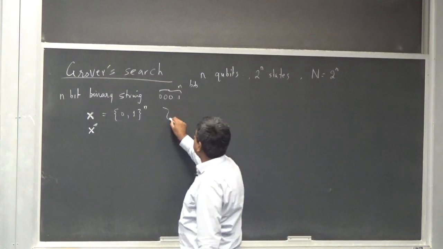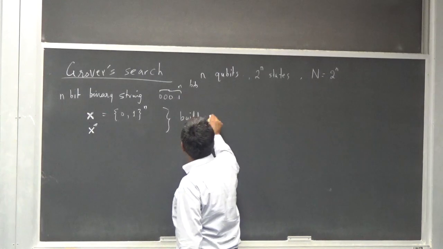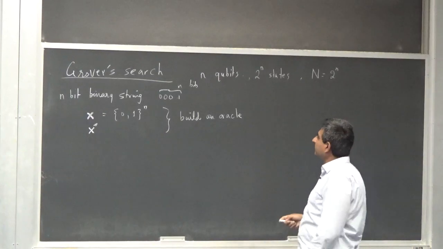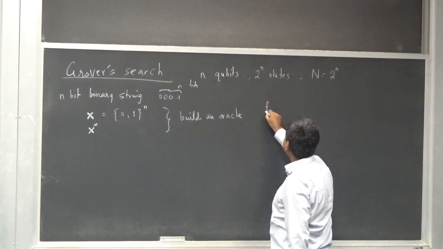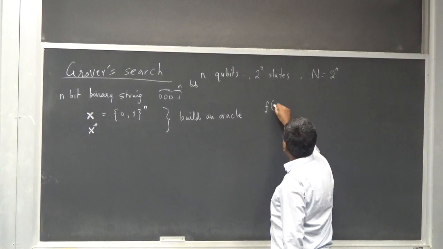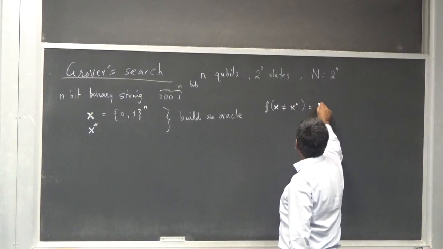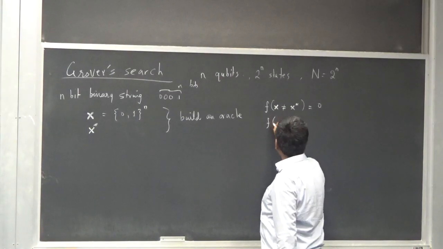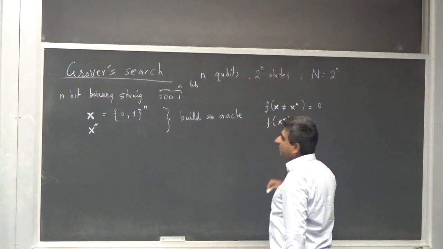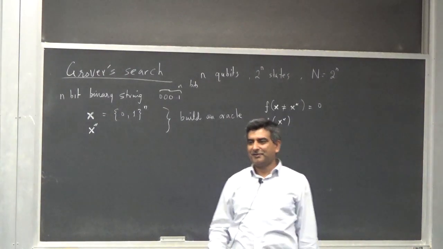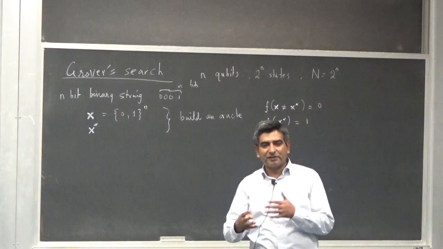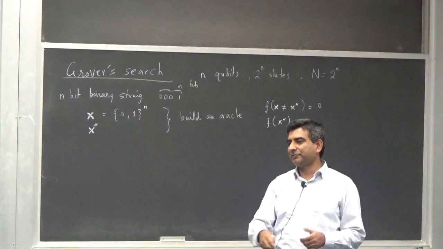Now I would like to build an oracle. What the oracle does is implement a function. The function goes as follows: when f acts on x, which is not equal to my desired number, I will get 0. My output is a single bit 0. And if f finds as an argument x star, the string that I'm searching for, my output is 1. So this is the logical function that I would like to build quantum mechanically into the oracle.